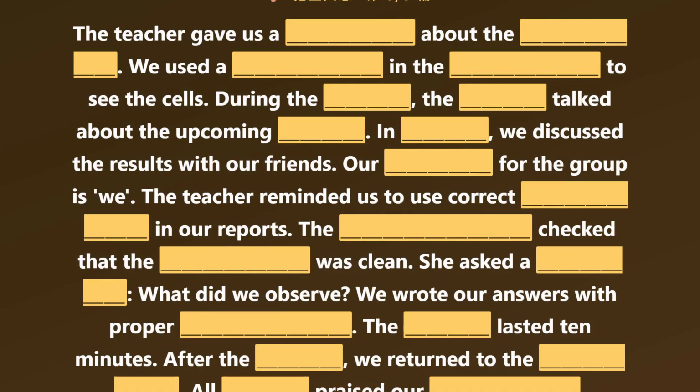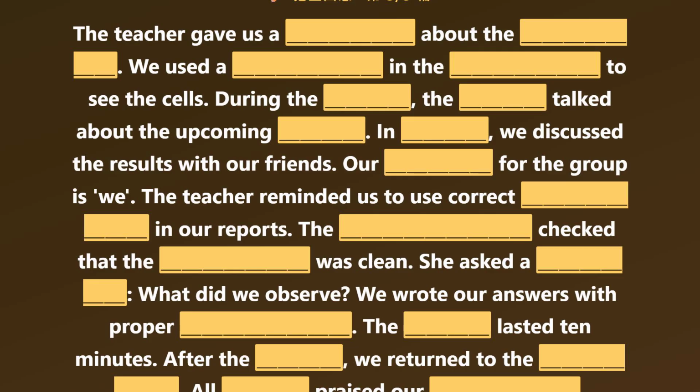The teacher gave us a question about the experiment. We used a microscope in the laboratory to see the cells. During the break, the staff talked about the upcoming debate. In recess, we discussed the results with our friends.